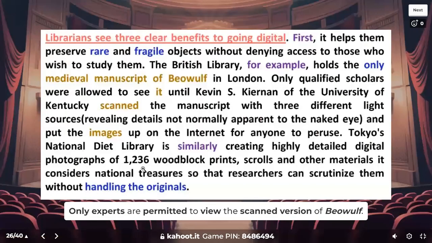So here we have the first statement: only experts are permitted to view the scanned version of Beowulf. Because we're doing this for training purposes, I have highlighted the keywords. The keyword is a word that you may find in the text. So it is a word in a statement that you may find, or whose equivalent is in the reading passage. Among these words that I have highlighted, which do you think is the most important word?